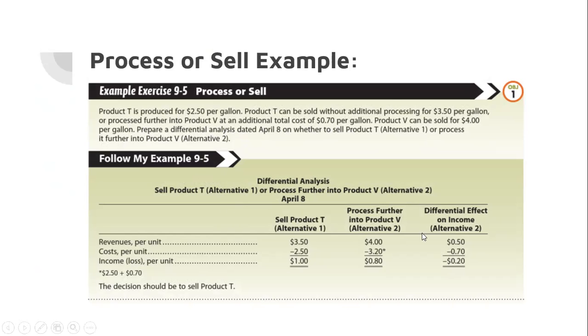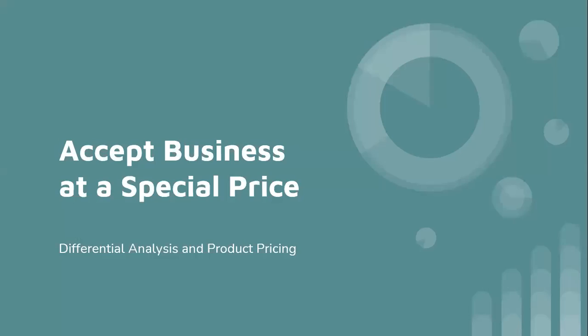As we can see, the differential effect on income if we process further product T to product B is at a loss of $0.20. Thus, the decision should be to sell product T as is only. And now, let us discuss the differential analysis reports if we should accept business at a special price.